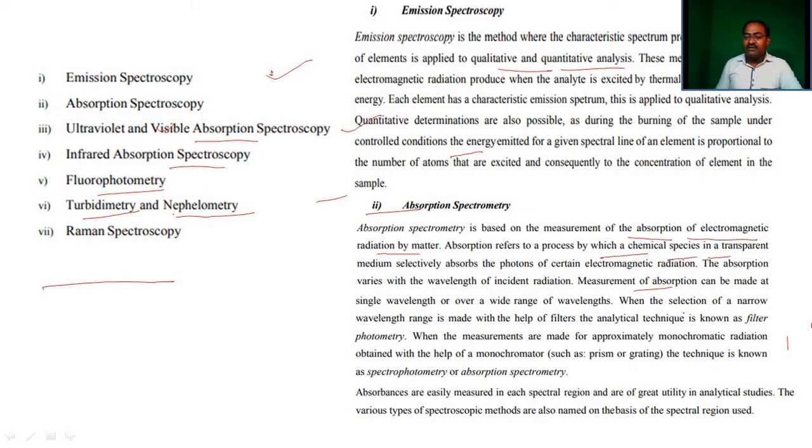When a narrow wavelength range is selected with the help of filters, the analytical technique is known as filter photometry. When the measurements are made with approximately monochromatic radiation obtained with the help of a monochromator, generally a prism or grating, the technique is known as spectrophotometry or absorption spectrometry.